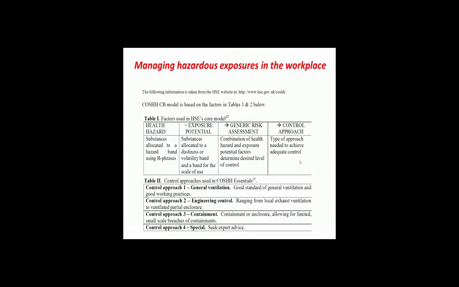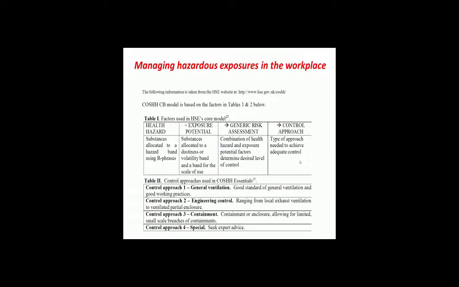So this table comes from the HSE, the Health and Safety Executive, which is the UK health and safety body, and their COSHH control banding model, which is one we'll refer to in your readings. Table 1 shows the factors in the core model, where you've got your health hazard or your potential for harm to humans, plus your exposure potential, so where the humans are going to encounter the hazardous substances and therefore become at risk to this particular harm.